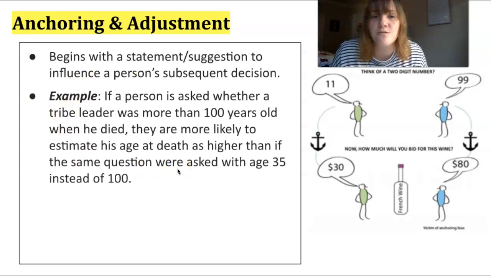So here's another example. Let's say a person is asked whether a tribe leader was more than 100 years old when they died. They're more likely to estimate that leader's age of death as higher than if I asked them the same question, but instead said, were they more than 35? So I give you an anchor and then you adjust your answer based on that.